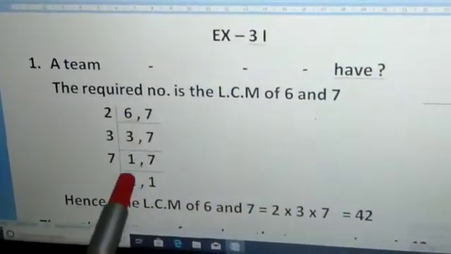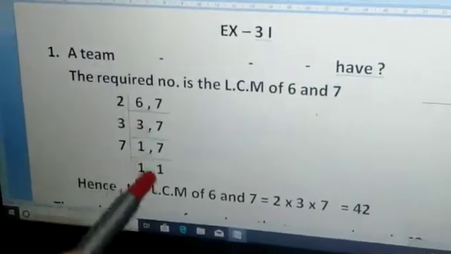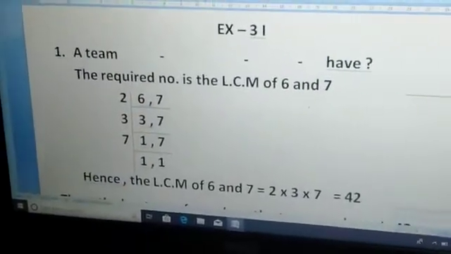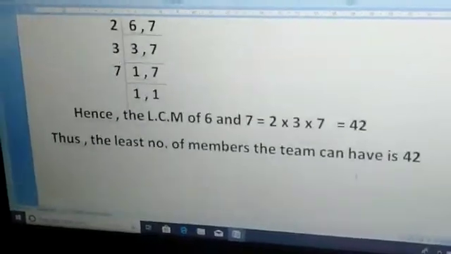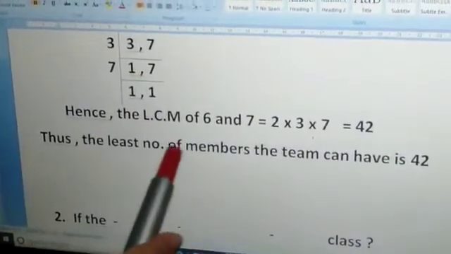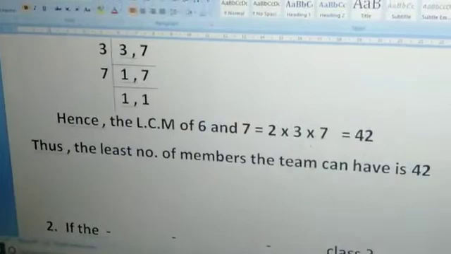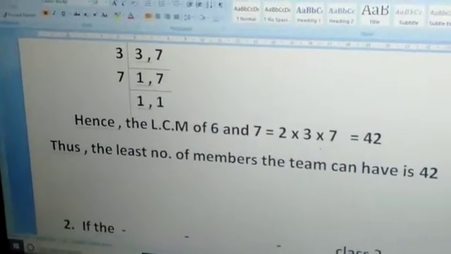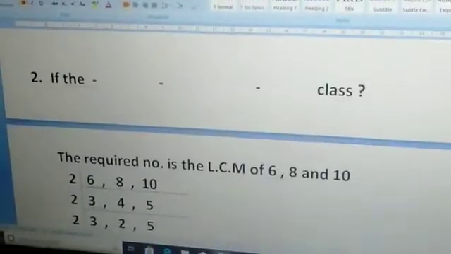You know how to find the LCM by any of the methods. The division method is a time-saving method. So after finding the LCM, you will get 42. Thus, the least number of members the team can have is 42. Next question. Question number 2.